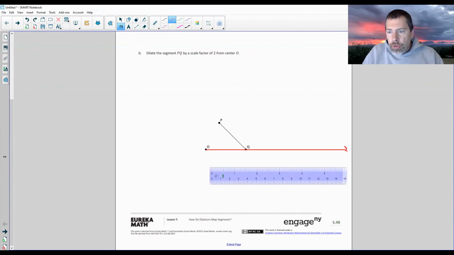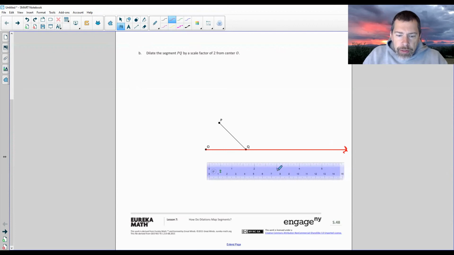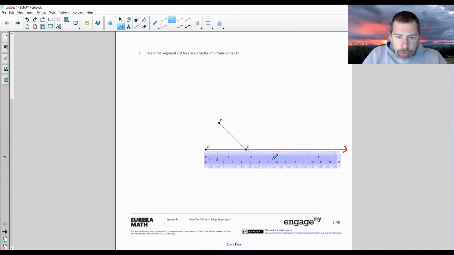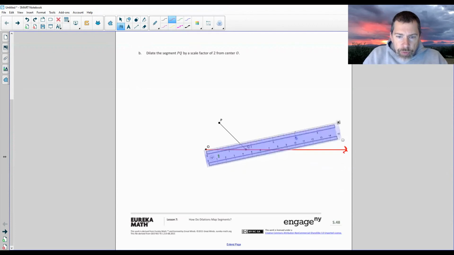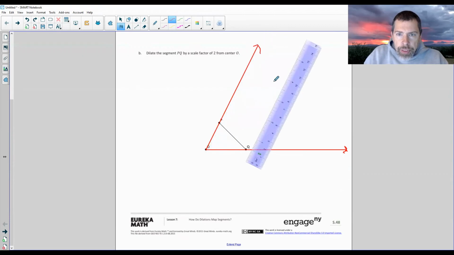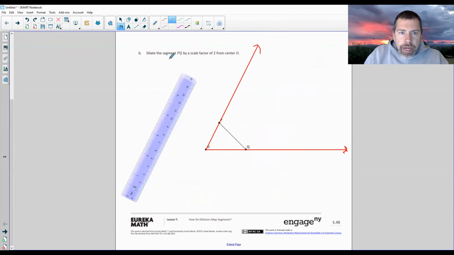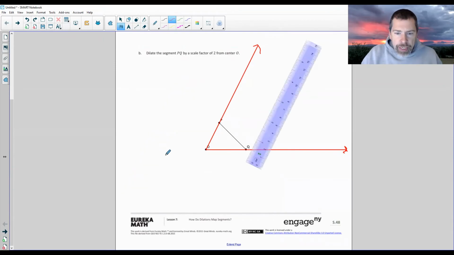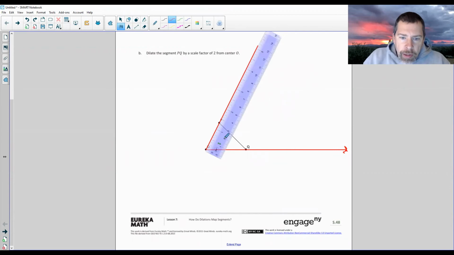That is ray OQ. And then I put my ruler back at O. Rotate it so it's going through P. So this is ray OP. We're going to dilate the segment PQ by a scale factor of 2. 2 is more than 1. That means P prime Q prime is going to be longer than PQ. So let me put my ruler back where it was and measure.